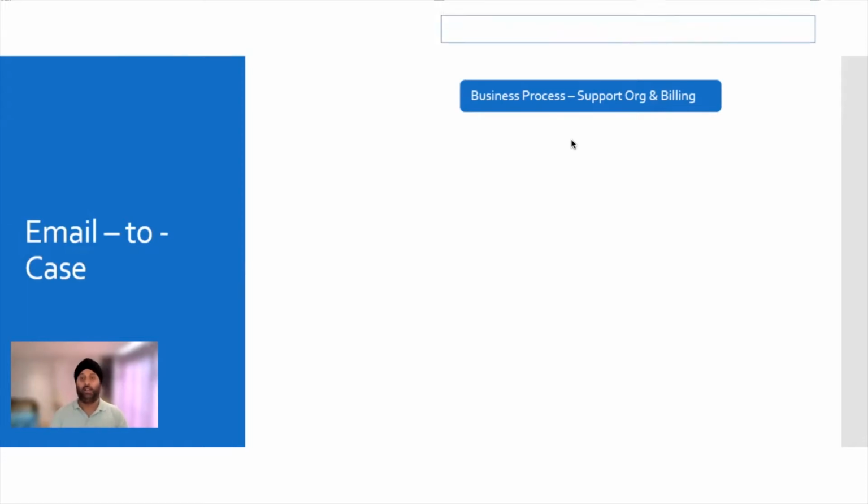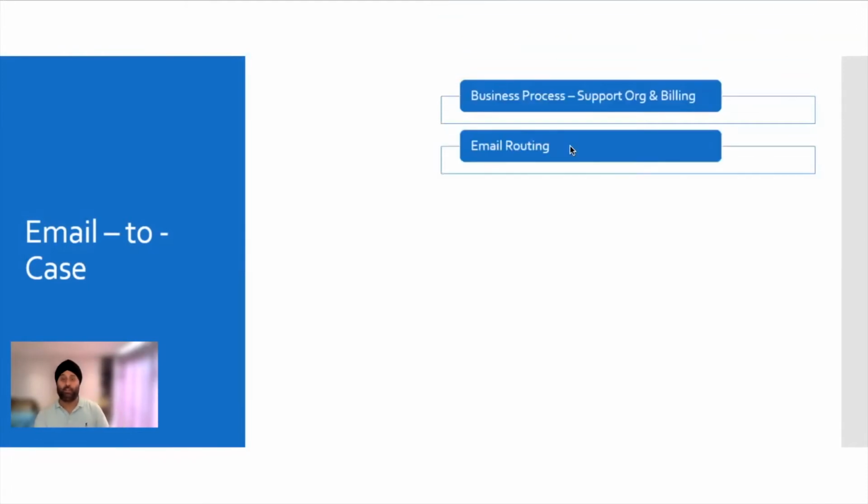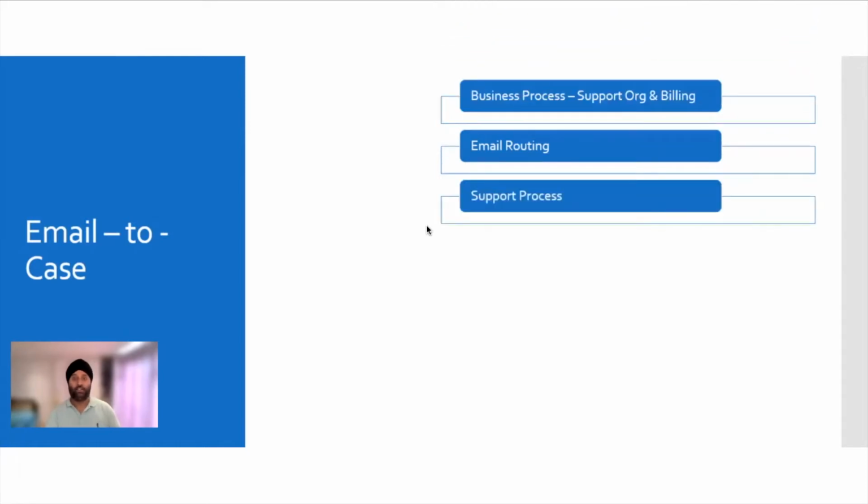Now the next one is email routing. Why email to case? This is called email routing. Do we need to focus on some kind of email IDs? We'll go through that. Then we need to know what the support process will be. I have support and I have billing, and the two businesses have different processes to manage fields and layouts. Billing needs invoice fields, and the support team needs some other fields, so we need to be very careful when analyzing the support process.